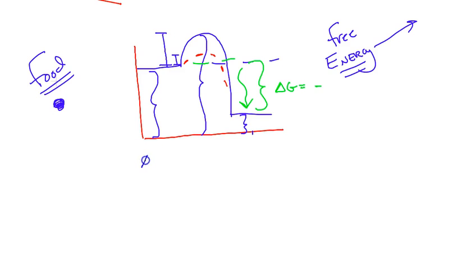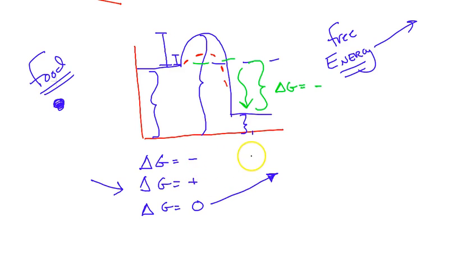Now, delta G can be negative when it's spontaneous. Delta G can be positive if it needs energy to push the pony up the hill. But when does delta G become zero? That, my friends, is when no work is being done. Nothing is really being done, and the reason for that is because we're at equilibrium.